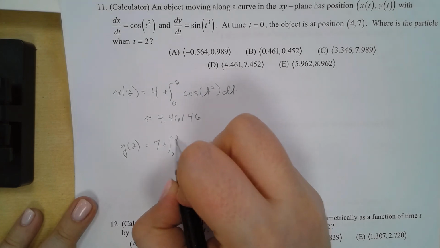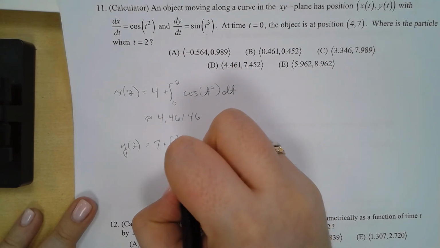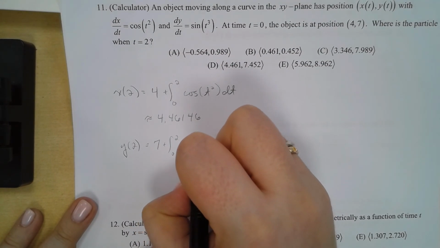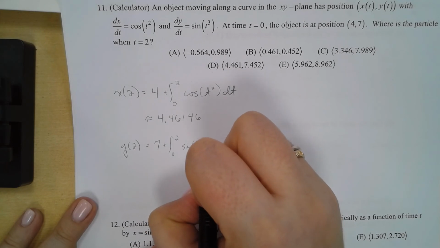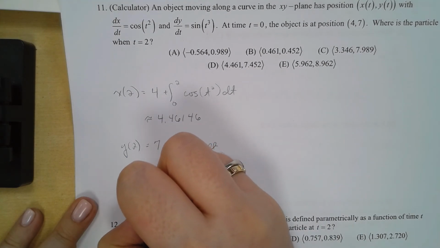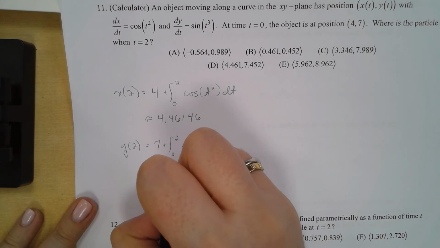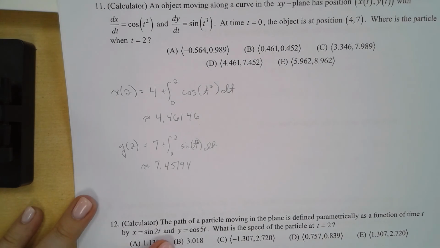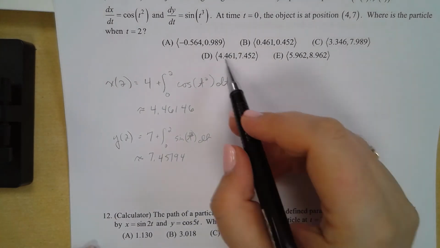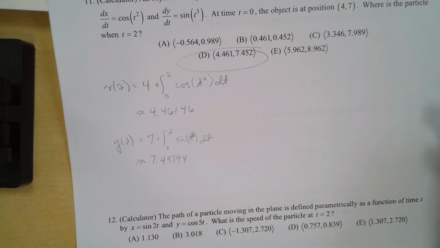0 to 2 of sine of t cubed dt, and I put that in a calculator, and I get about 7.45194. And what matches up to that? Well, it looks like our closest answer here is D. So that's our answer.